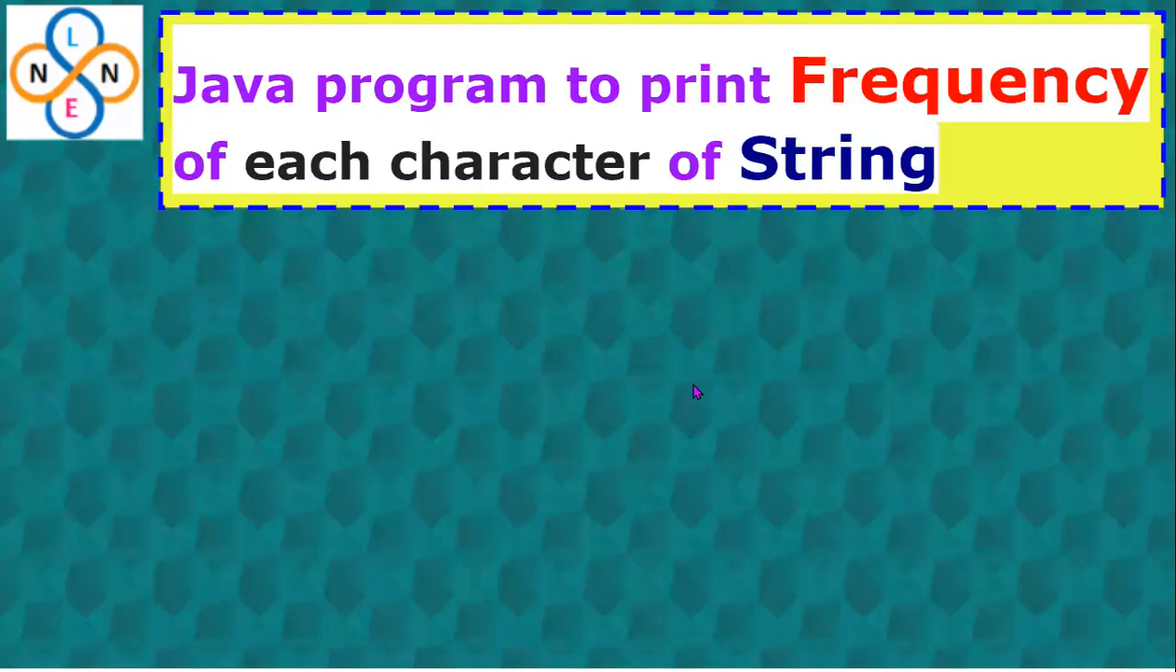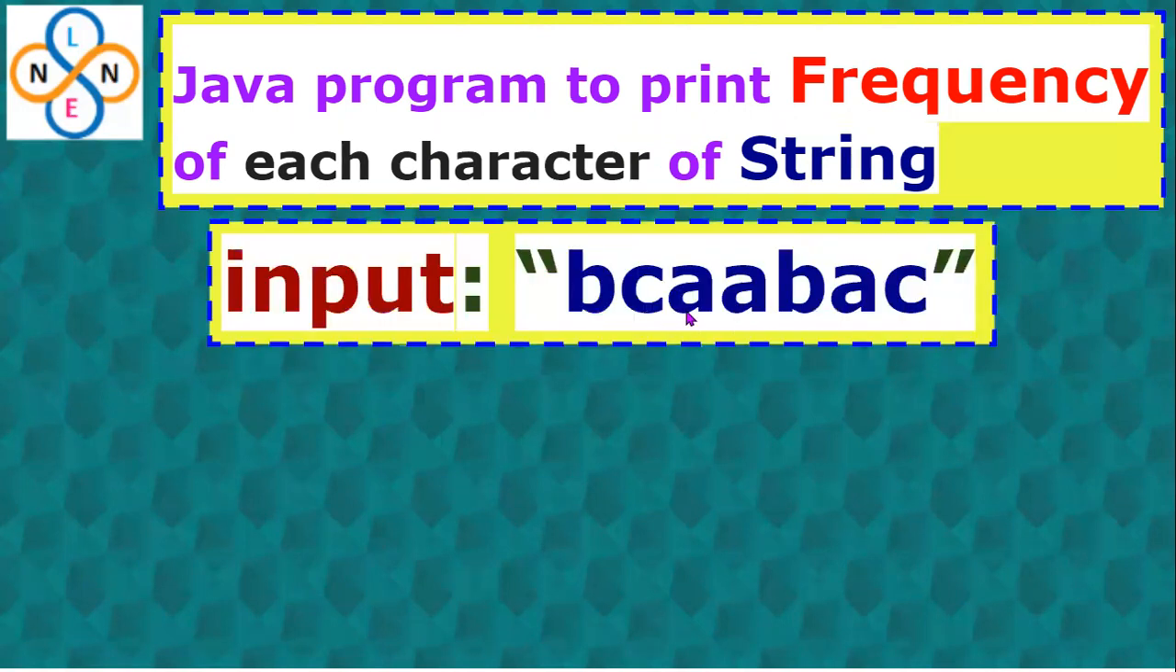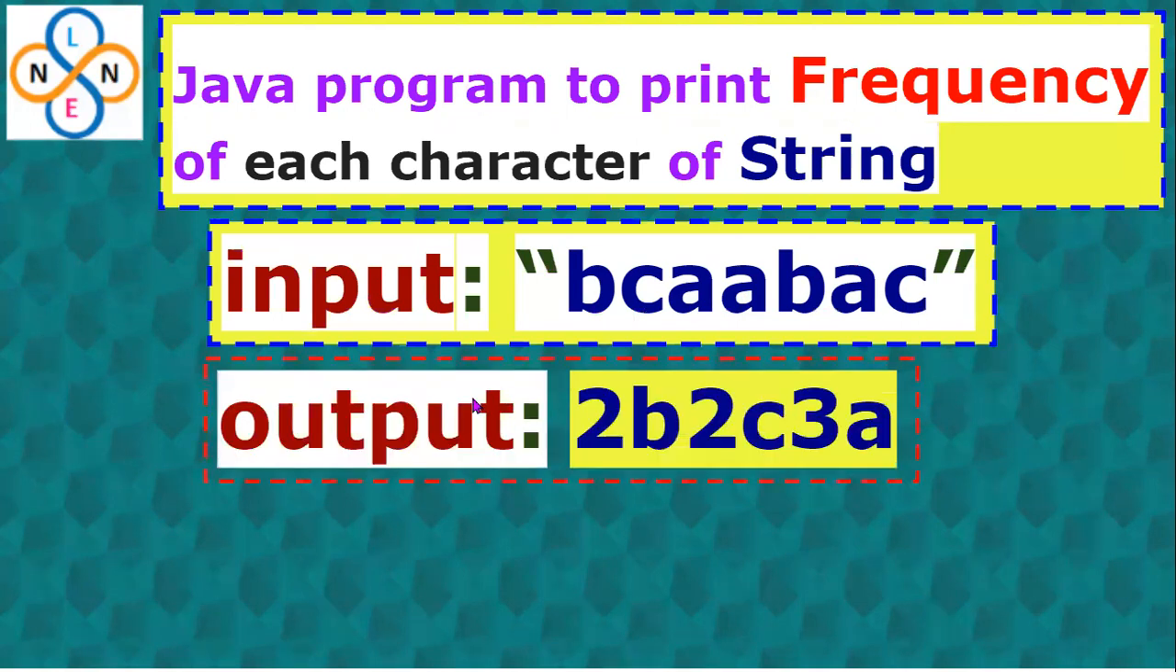So in this video, we are going to discuss another string program, that is a Java program to print frequency of each character of a string. For example, if the input is BCAABAC, then in the last video we discussed how we get this output: 2B, 2C, 3A. So this means the occurrence of a character wherever it is present in the string.